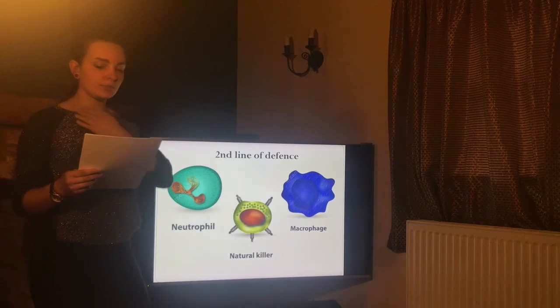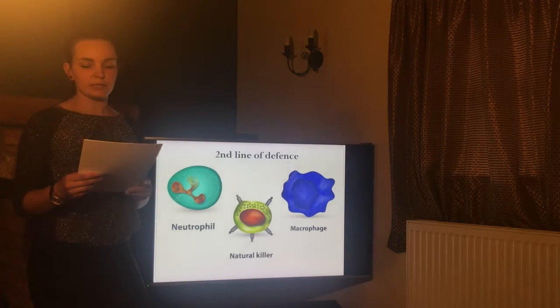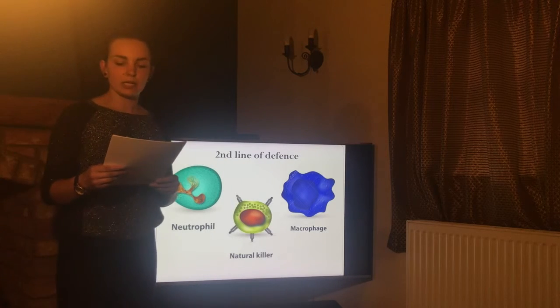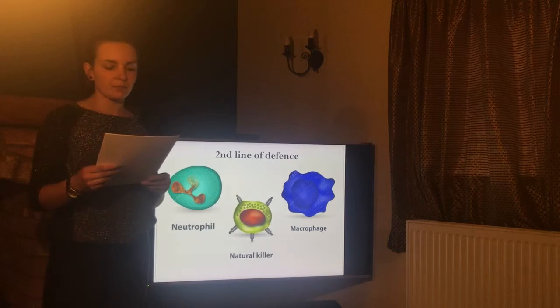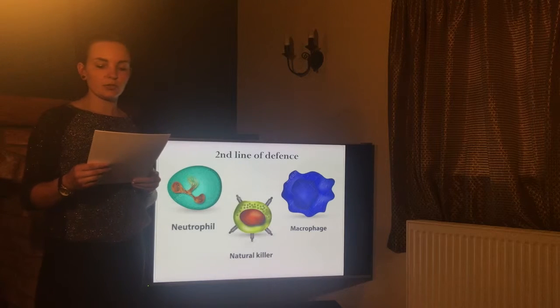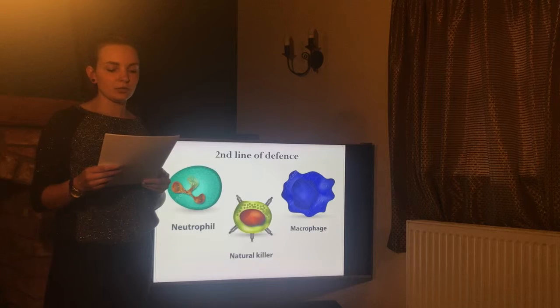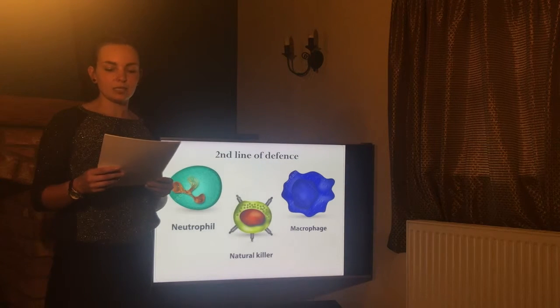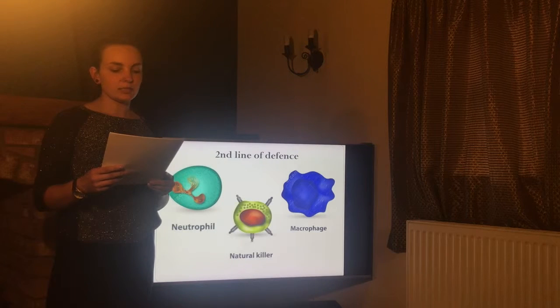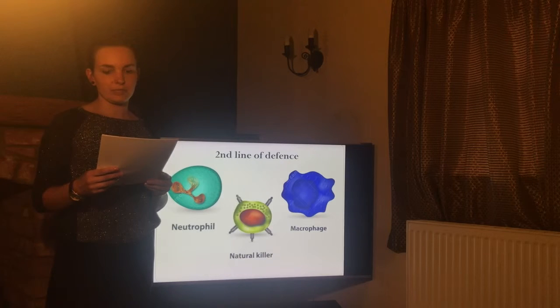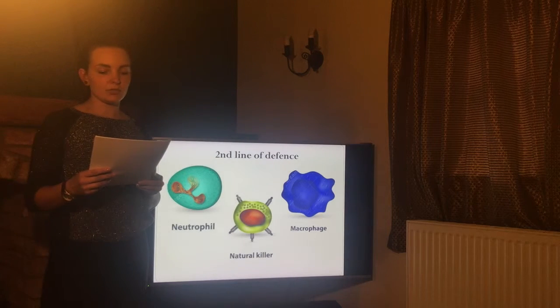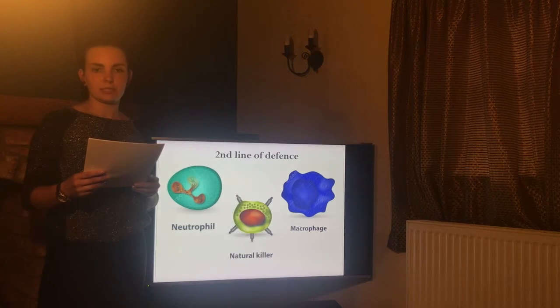The first one is the most abundant type of all white blood cells, and its main task is to engulf and destroy pathogens. The second type, macrophages, not only ingest and kill pathogens they encounter, but also clear dead cells and other debris from the body. The last one, a natural killer cell, is a large white blood cell that attacks cells infected with pathogens and destroys an infected cell by puncturing its cell membrane. Water then rushes into the infected cell, causing the cell to swell and in the end burst.